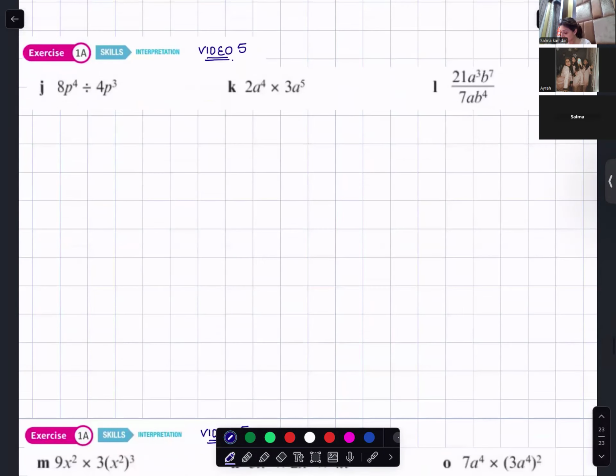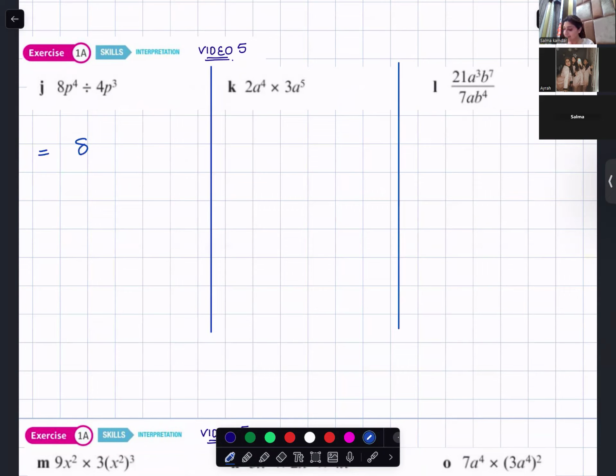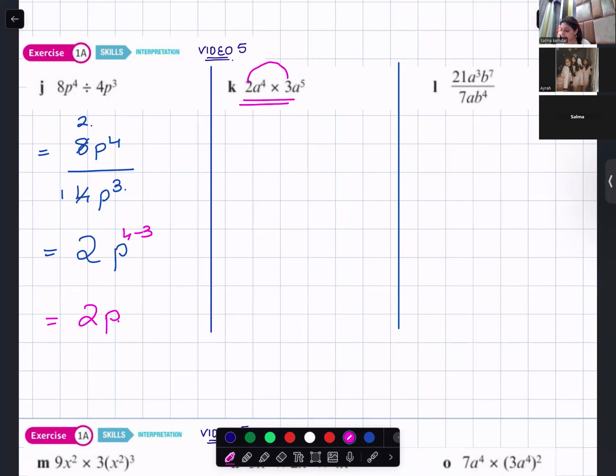Let's do the next one. So first we would write it properly. So this becomes 8p^4 over 4p cube. Constants separately, variables separately. So this will become 2p. Since it is division, we're going to subtract. So it will become 4 minus 3. So this is 2p.